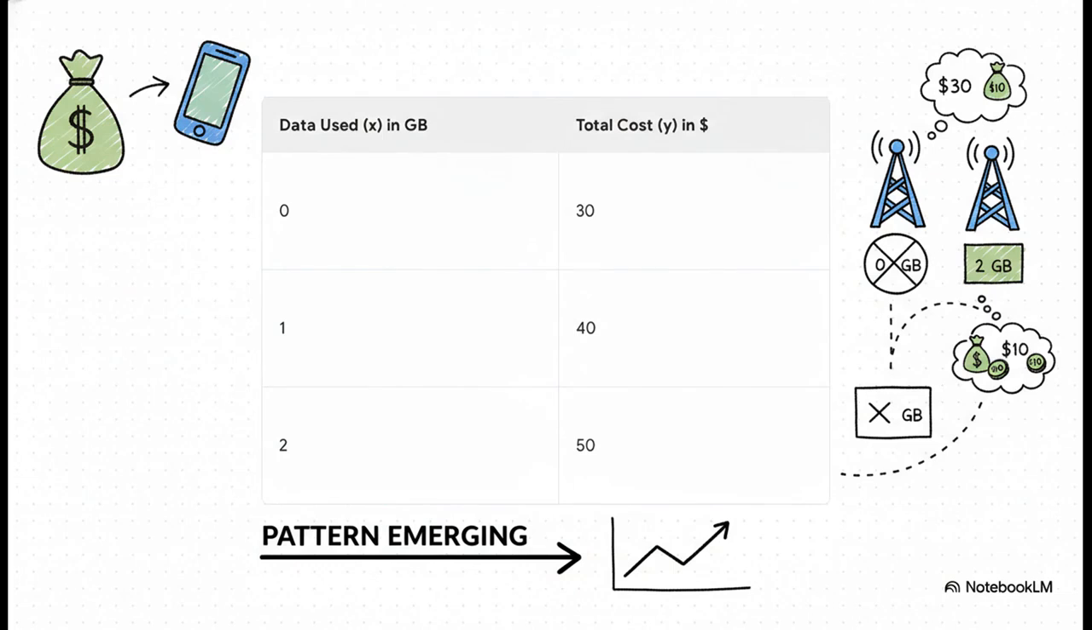And here's what that looks like in a table. Check it out. If you use 0 gigabytes of data, your x is 0. You still pay that $30 fee. Your total cost, y, is 30. Use 1 gigabyte? Well, that's the $30 plus one $10 charge, so you're at $40. 2 gigabytes? You're at $50. You can literally see the pattern taking shape.